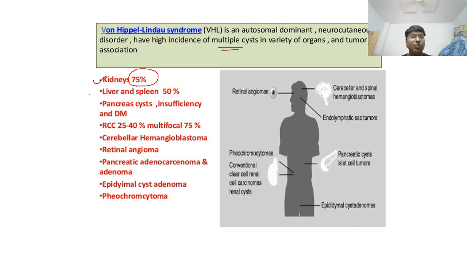Next, the other tumors in von Hippel-Lindau are liver and spleen cysts, pancreatic cyst, renal cell carcinoma, cerebellar hemangioblastoma, retinal angioma, pancreatic adenocarcinoma, epididymal cystadenoma, and pheochromocytoma. So these are the multiple tumors and cysts you will see in the clinical scenario of von Hippel-Lindau syndrome.